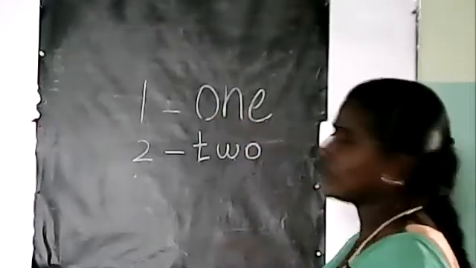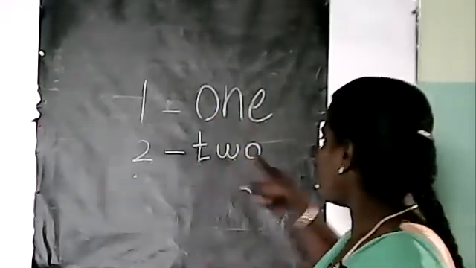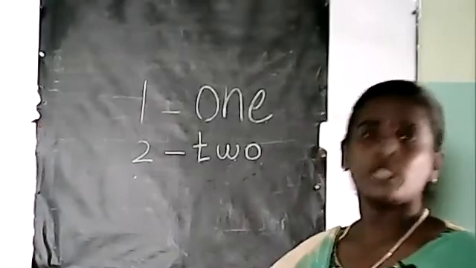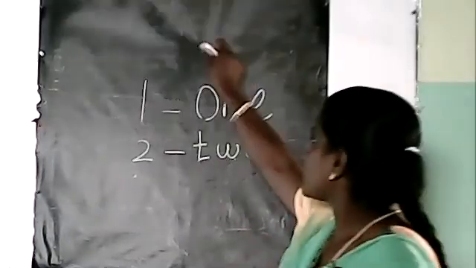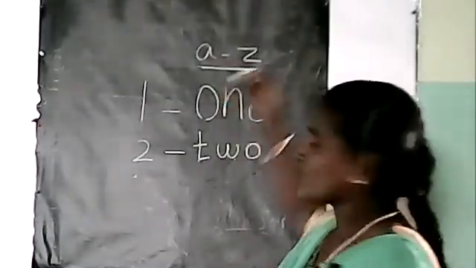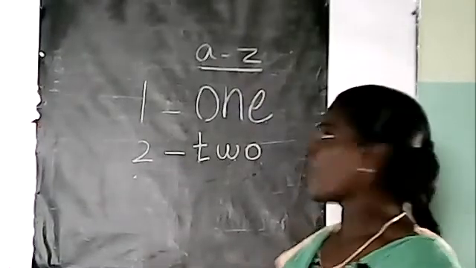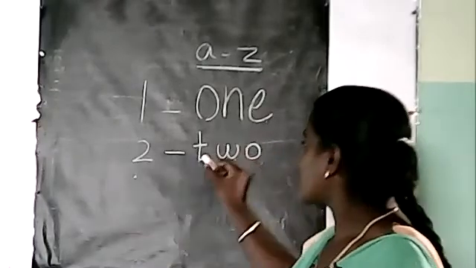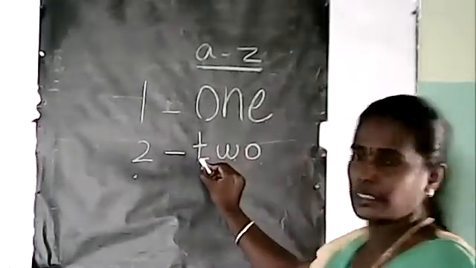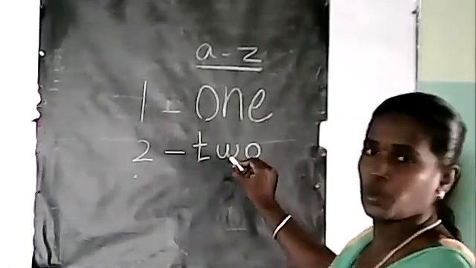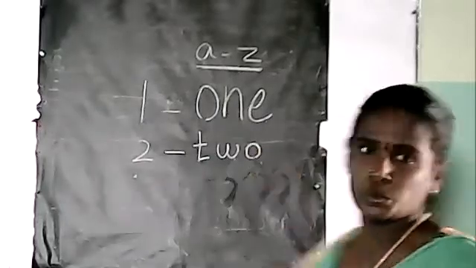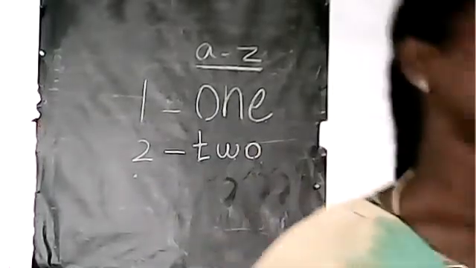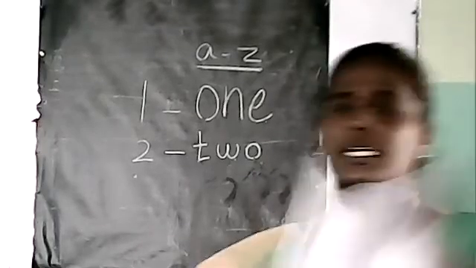O-N-E, 1. T-W-O, 2. I think you all know the small letters from A to Z. So you all know to write the small letters from A to Z. So now tell me what is this letter? T-W-O, 2. This is the number name for 2.